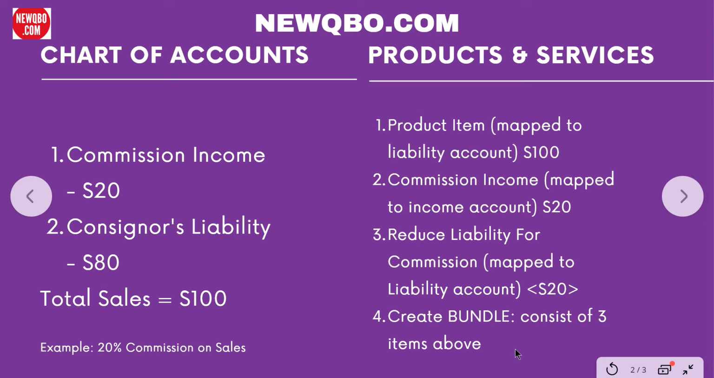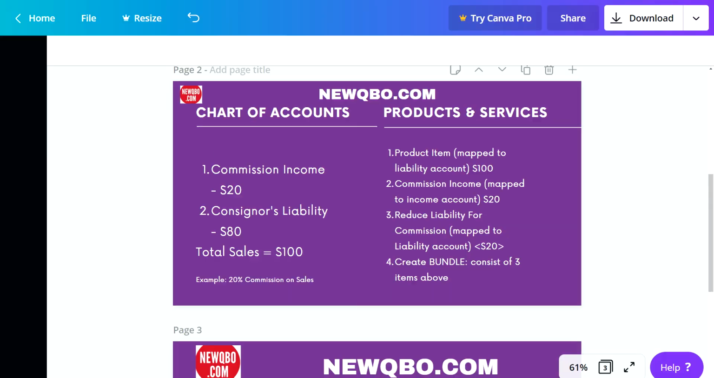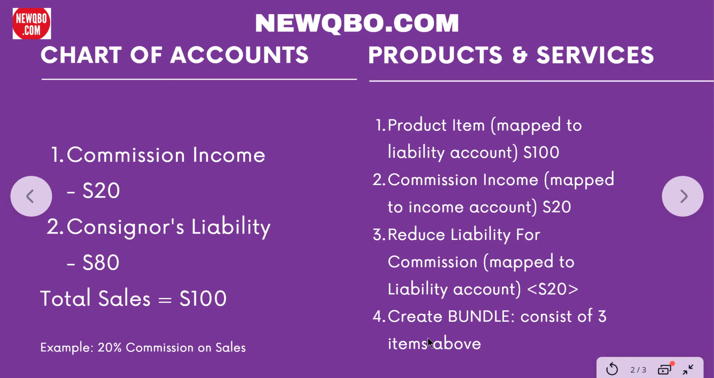And so when you create an invoice or sales receipt, you don't want to show all three items to your customers. That looks kind of awful. So what you need to do is create a bundle, and that will consist of the three items above. We'll go through that when I do the demo. So the product item, whatever we're selling, and the commission income side, and the commission reducing the liability from number one for the commission portion.